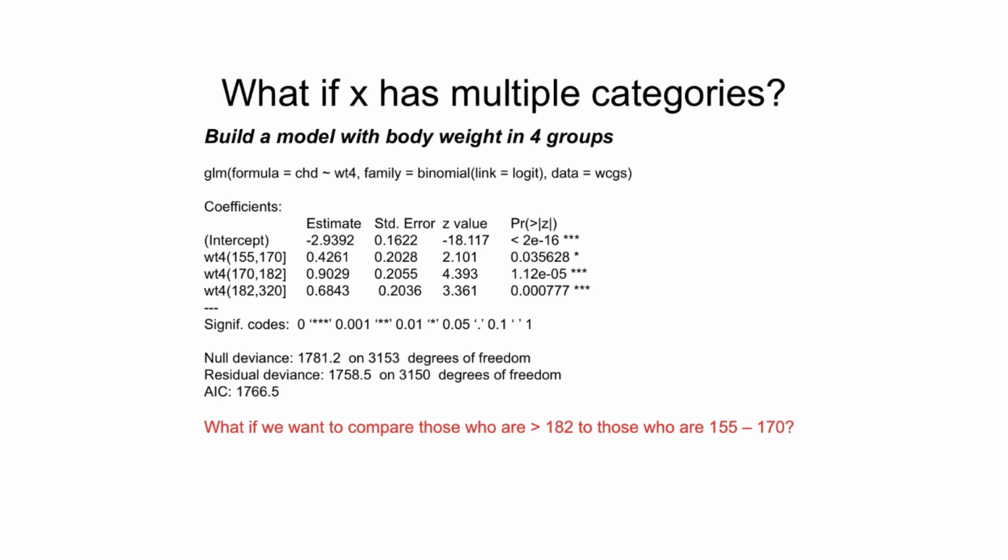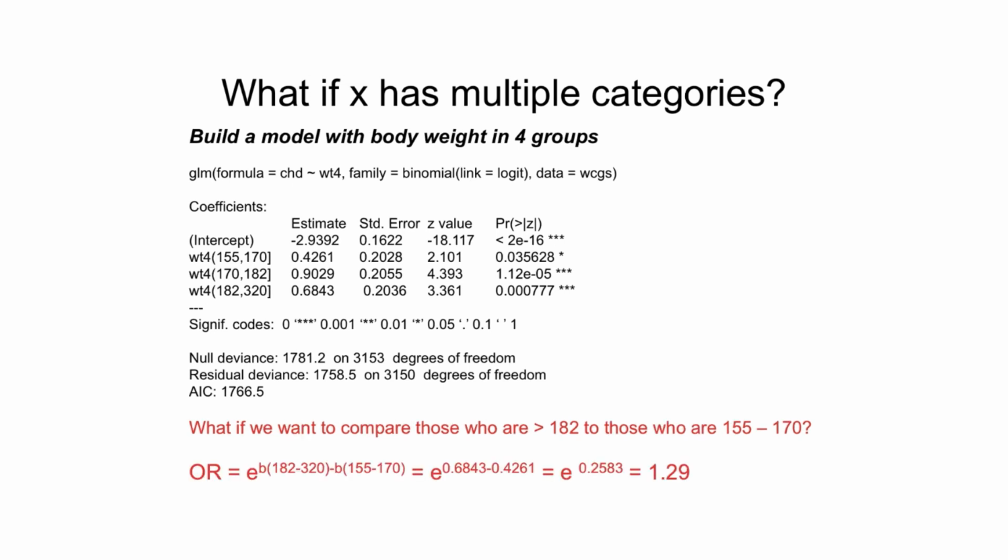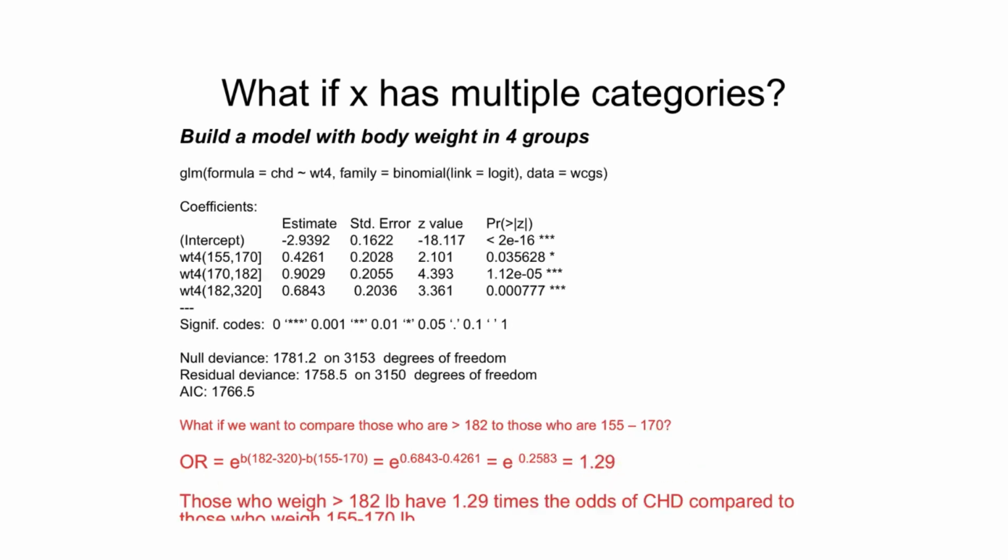What if we wanted to instead compare those who are greater than 182 pounds to those who are between 155 and 170 pounds? So here we are comparing the 4th weight category to the 2nd weight category. To compare these groups, we simply subtract the beta associated with the 2nd weight category from the beta for the 4th weight category. So 0.648 minus 0.426 gives us 0.258. If we exponentiate this, we get an odds ratio of 1.29.